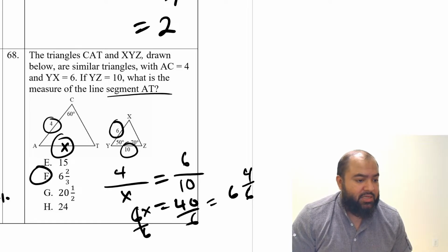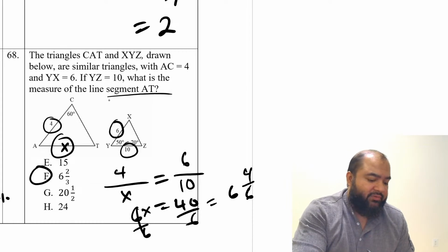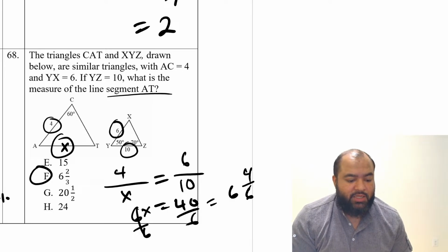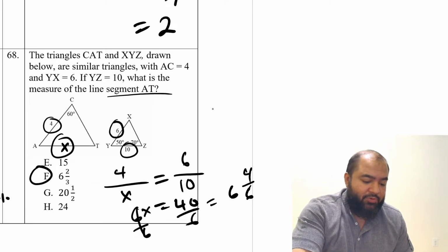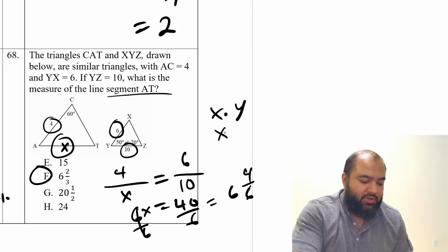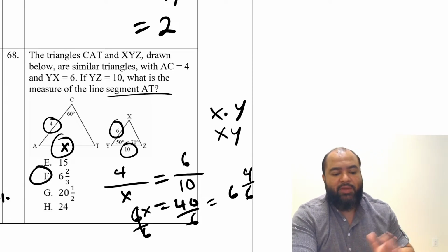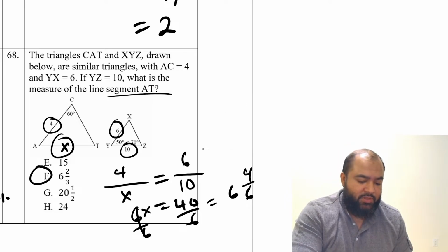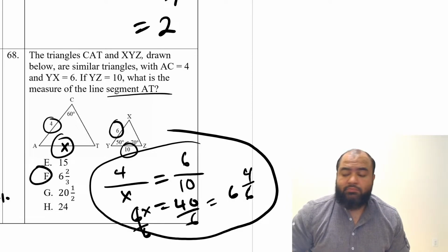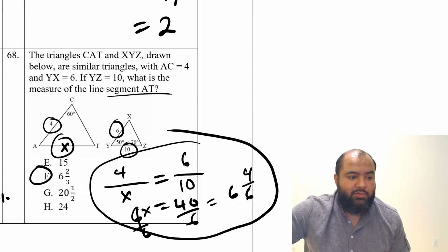Yes, the length, YX means the length from Y to X. They're not multiplying. If they put an x with a dot in the middle, that is multiplication. But if they just say XY, it means the length from X to Y. So this is the work. Any question about it?